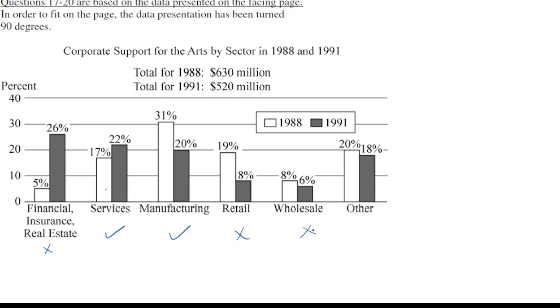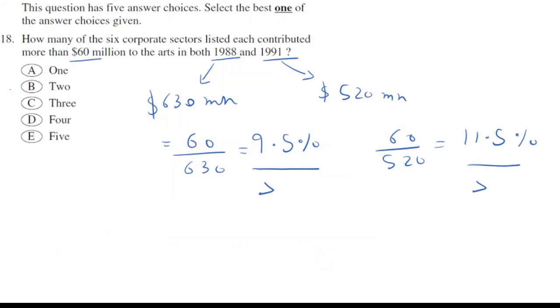And wholesale is also not one of those sectors because it does not meet the cutoff in either of the 2 years, whereas we need the sectors to meet the cutoff in both the years. And others is another sector which is meeting the cutoff. So in total there are 3 sectors. And if we look at our options, we see that the correct answer is option C.